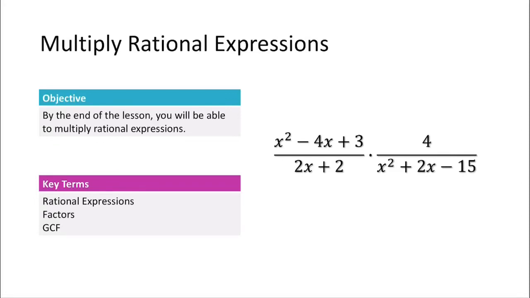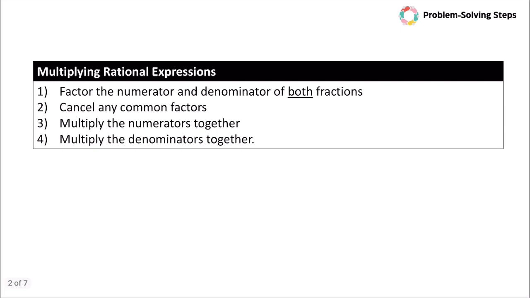In this video, we're going to go over how to multiply rational expressions. In order to multiply rational expressions, you're going to start off by factoring the numerator and denominator of both fractions. Basically, you're just going to factor everything. And then you're going to cancel any common factors and then multiply the numerators together and multiply the denominators together.